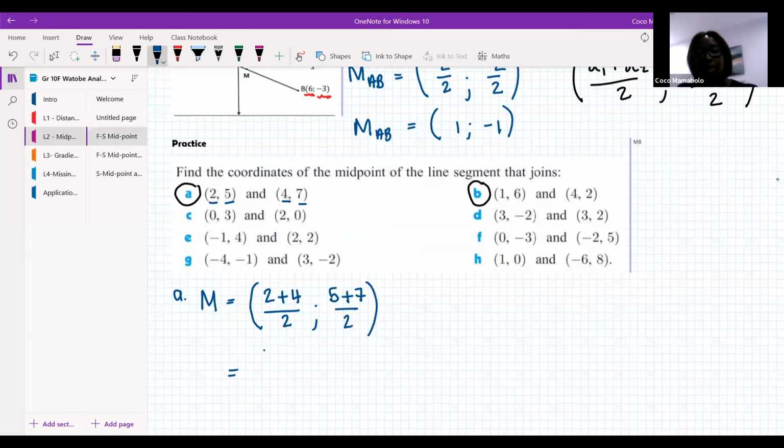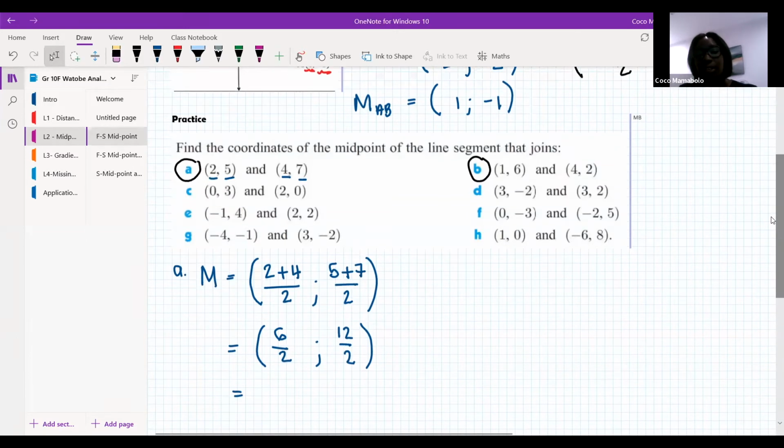And this will give me 2 plus 4 is 6 divided by 2, and 5 plus 7 is 12 divided by 2. And that will give me 6 divided by 2 is 3. Well done, Sakile. Exactly. 3 and 6.